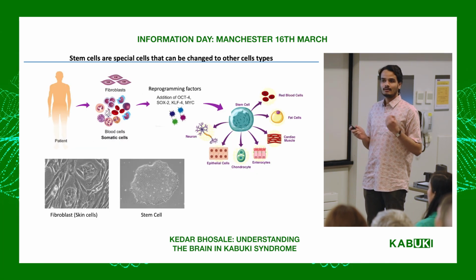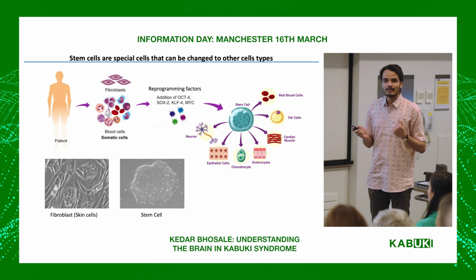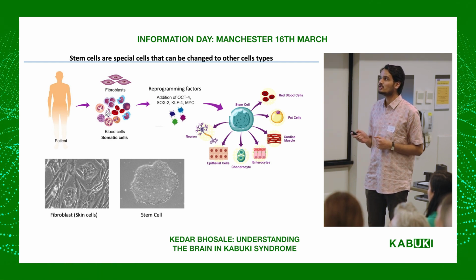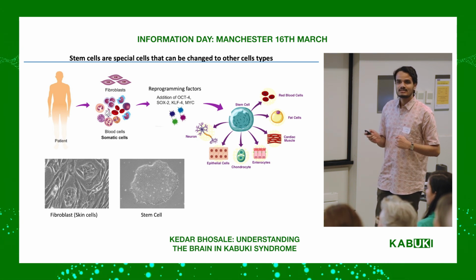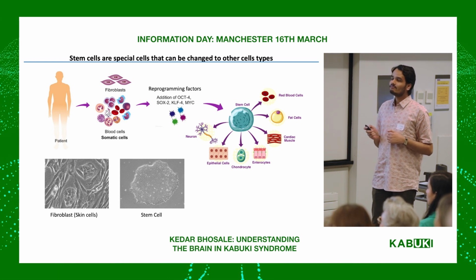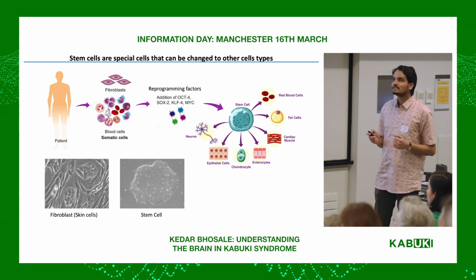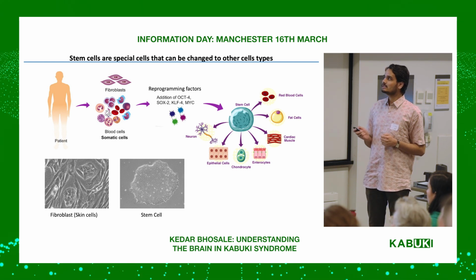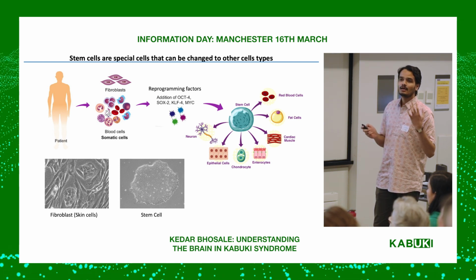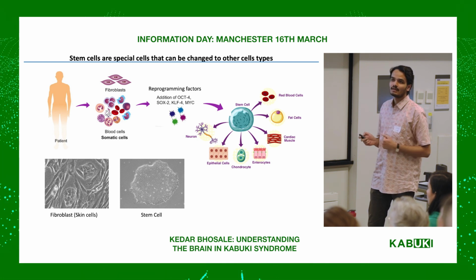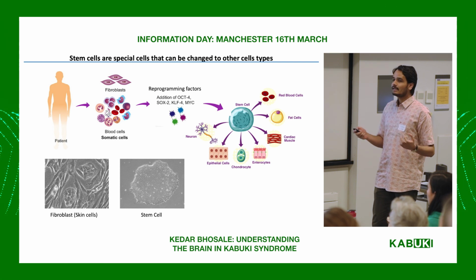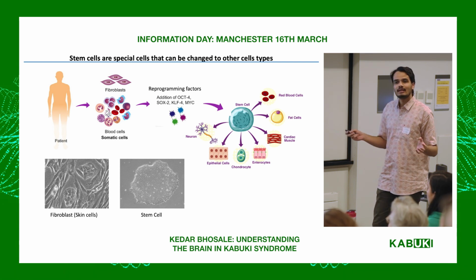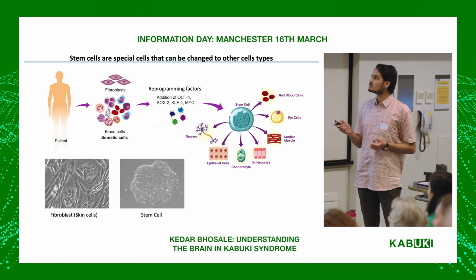We take patient biopsies, that's skin biopsies. We take skin cells from the patients, which are called fibroblasts, or we can even take blood cells from the patients. Then we provide them with certain factors. These are called reprogramming factors, which convert these skin cells into a stem cell. And a stem cell is a very special type of cell which can get converted into any type of cell in our body, including the neurons.